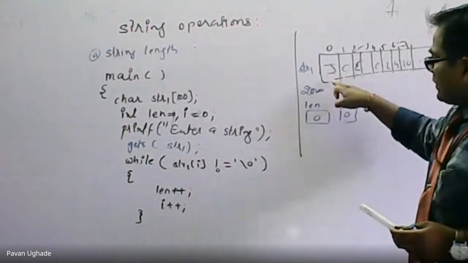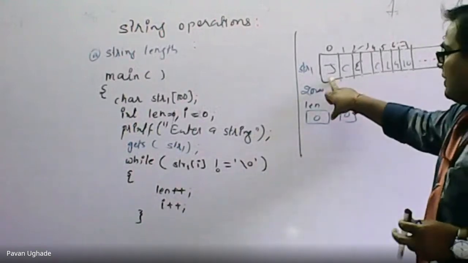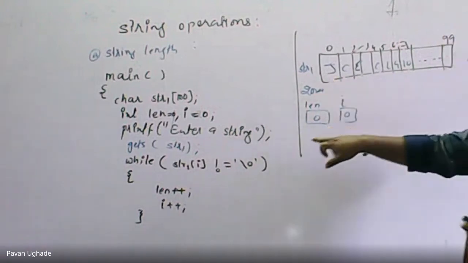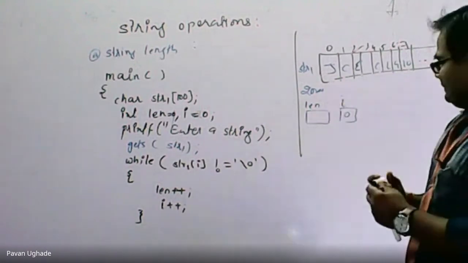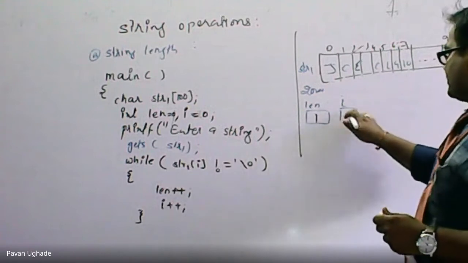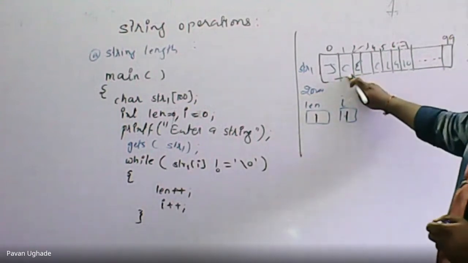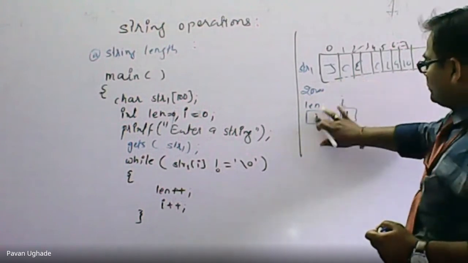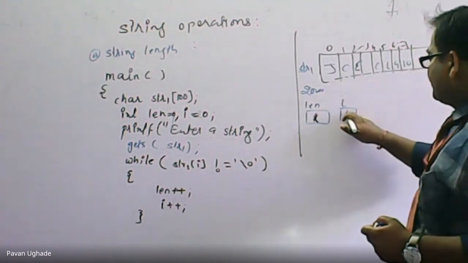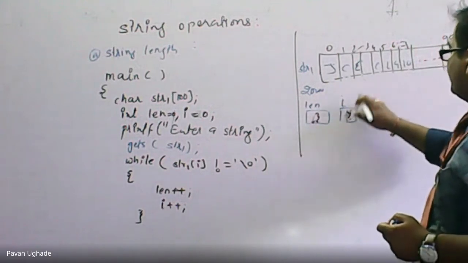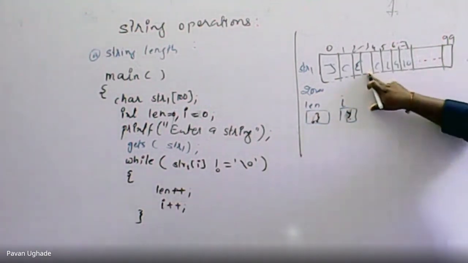We are comparing with the i value equal to 0. Whether str1 of that is not equal to backslash 0, no. So len plus plus, it becomes 1, and i also becomes 1. Next, see whether it equals backslash 0, no. So len is incremented, and i is also 2. Check with 3, no, no. Check with the next character.